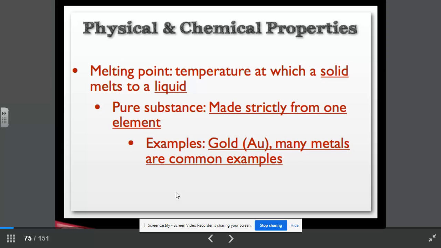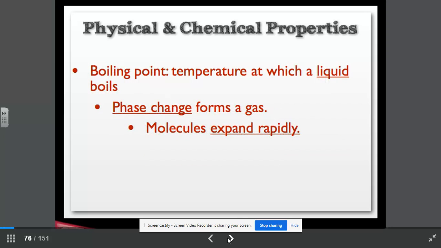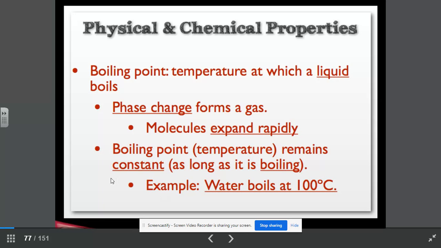Here's an example, gold, and this chemical symbol is Au, uppercase A, lowercase u. Many metals are common examples of pure substances. They are made, again, strictly from one element. The boiling point is the temperature at which a liquid boils. The phase change forms a gas. We know in this state, molecules expand and move rapidly. The boiling point or temperature remains constant as long as it is boiling. An example, water boils at 100 degrees Celsius.